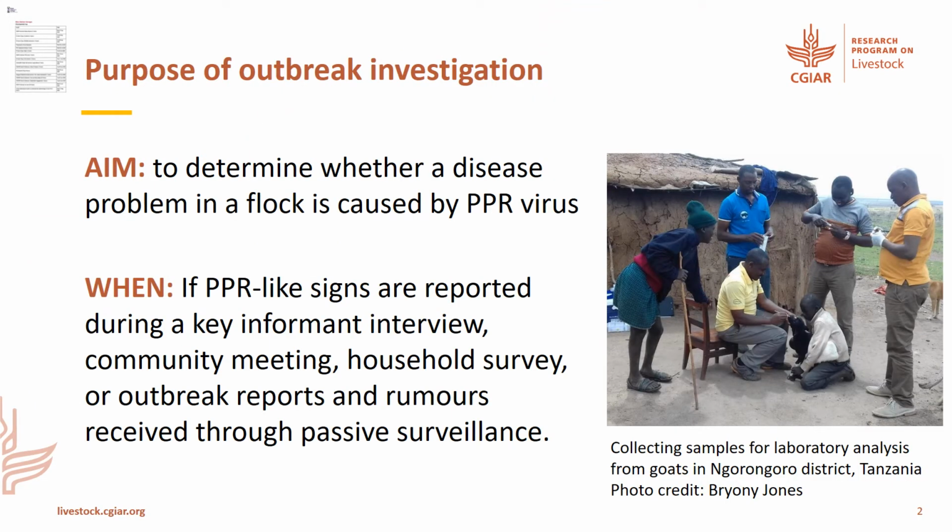The aim of the outbreak investigation is to determine whether a disease problem in a flock is caused by PPR virus. An outbreak investigation should be conducted if PPR-like signs are reported during a key informant interview, a community meeting, the household survey, etc., or when outbreak reports or rumours are received through passive surveillance. During all project activities, you should be on the alert for information about possible cases of PPR disease.